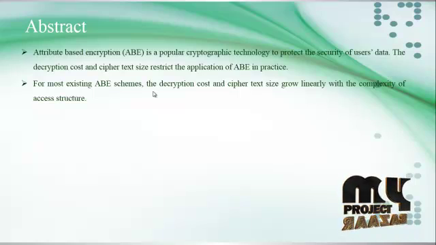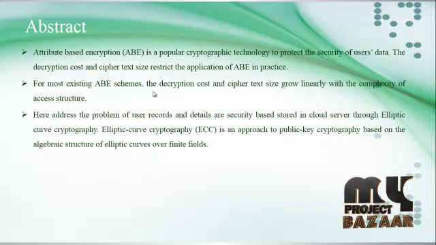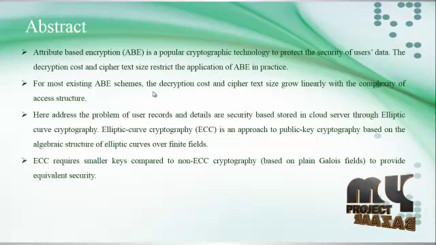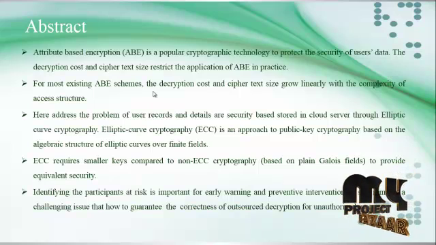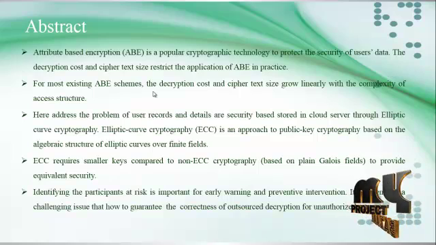For most existing attribute-based encryption schemes, the decryption cost and ciphertext size grow linearly with the complexity of the access structure. So here we are addressing the problems of user records and security details stored in the cloud server through elliptic curve cryptography. Elliptic curve cryptography (ECC) is an approach to public key cryptography based on the algebraic structure of elliptic curves over finite fields. ECC requires smaller keys compared to non-ECC cryptography based on plain Galois fields to provide equivalent security. Finally, identifying participants at risk is important for early warning and preventive information. It still remains a challenging issue how to verify the correctness of outsourced decryption for unauthorized users.